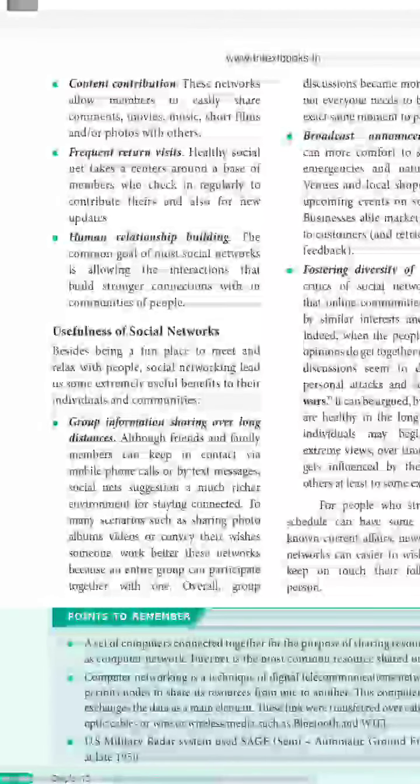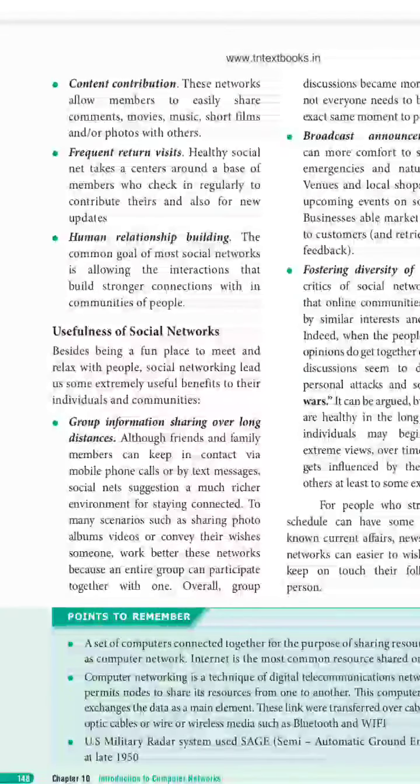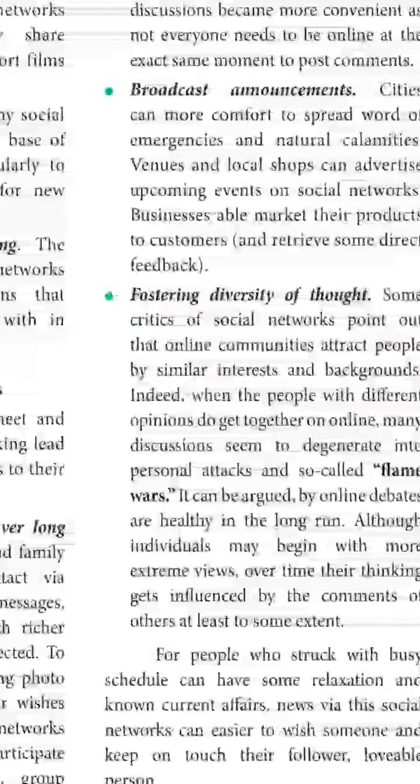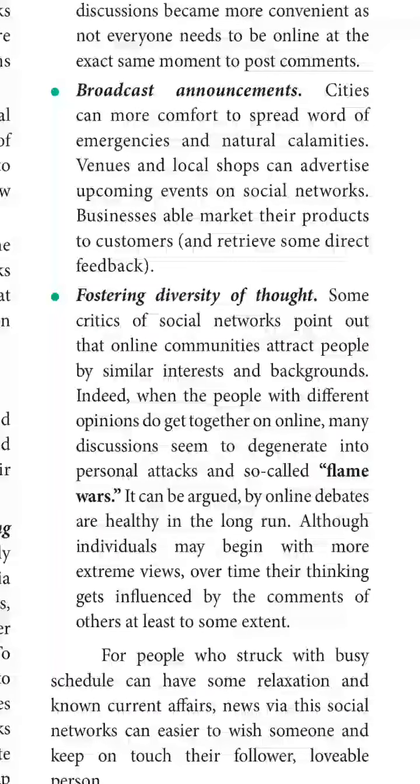So the usefulness of social networking: group information sharing over large distances. If you create a group in any social media, then you can share the information just by touching the screen. Next is broadcast announcement. If you want to broadcast information, then you can use this computer network to share the information or broadcast the information to everyone.